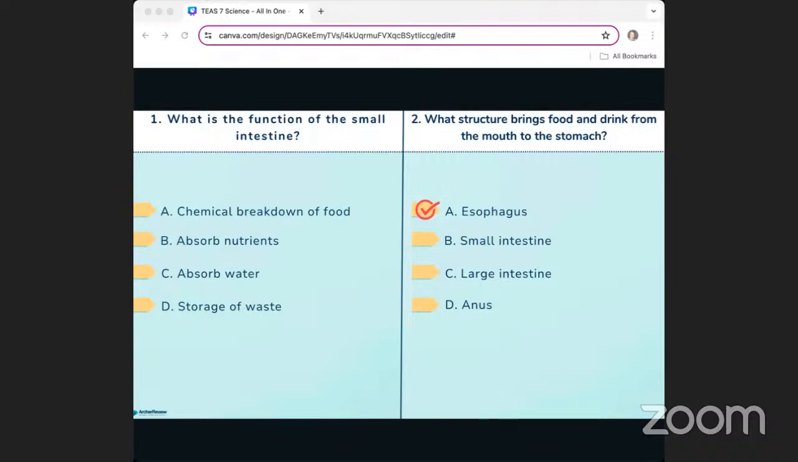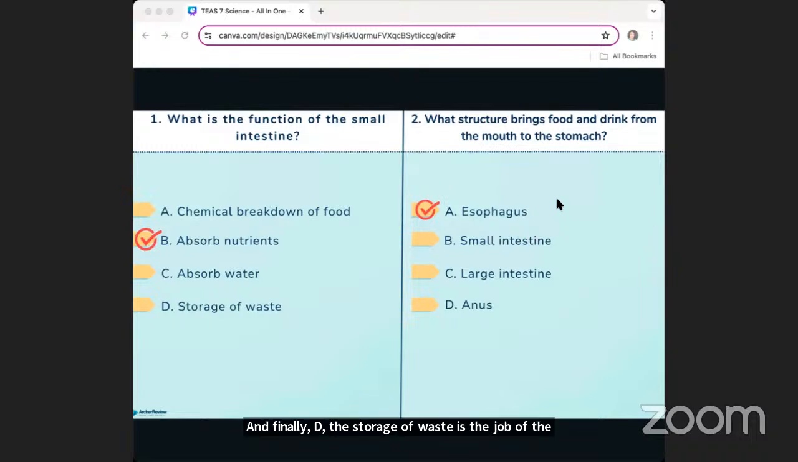All right, that is 2 minutes. The first question is, what is the function of the small intestine? The correct answer is B, to absorb nutrients. Option A is incorrect. The chemical breakdown of food begins in the mouth and continues into the stomach, so it is not the function of the small intestine. Option C, absorb water, is the job of the large intestine. And finally, D, the storage of waste, is the job of the rectum. So the small intestine's major job is to absorb nutrients. Good job to those who chose B.